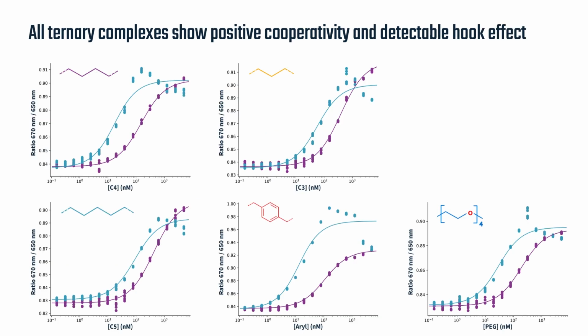So for the big reveal here, I have all of the ternary binding biophysical assays presented all at once for each of the 5 degraders. You can see that for all 5 degraders, spectral shift results observed a positive cooperativity and detectable hook effect, indicated by this arrow here. And next, I will show you the numerical results and put them back into the context of the SGC study.